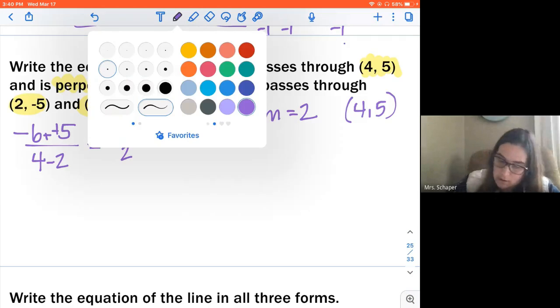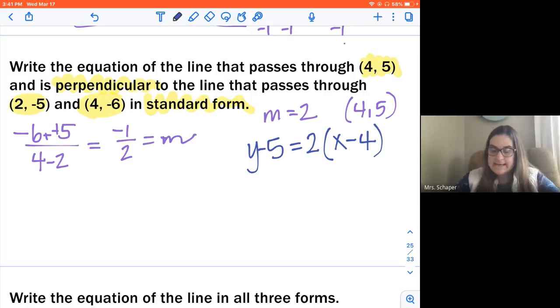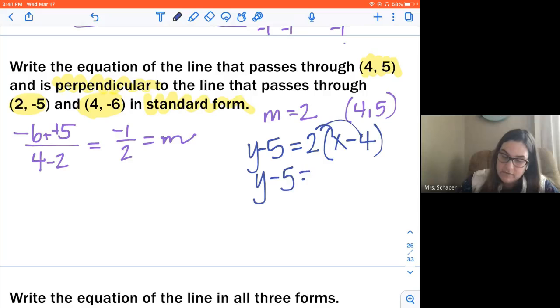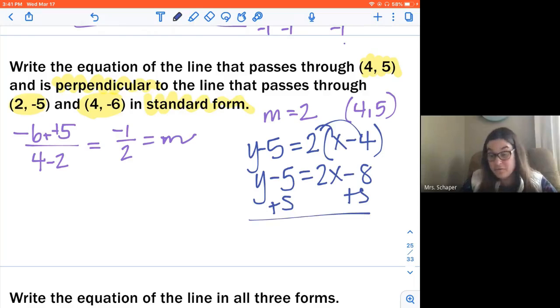There we go. So y minus 5 is equal to 2 times the quantity x minus 4. So I'm going to distribute first. So y minus 5 equals 2x minus 8. I'm going to add 5 to both sides because I can't have it on the left side for standard form. So y equals 2x minus 3.